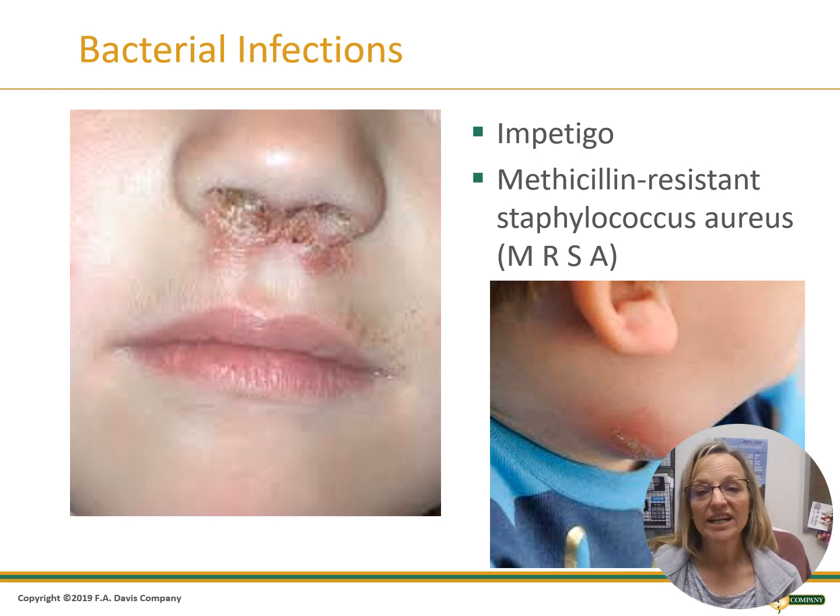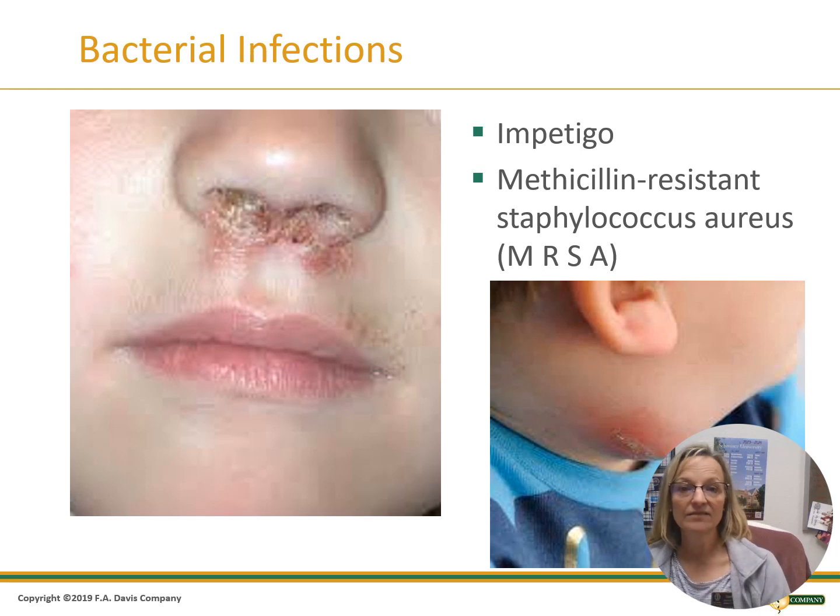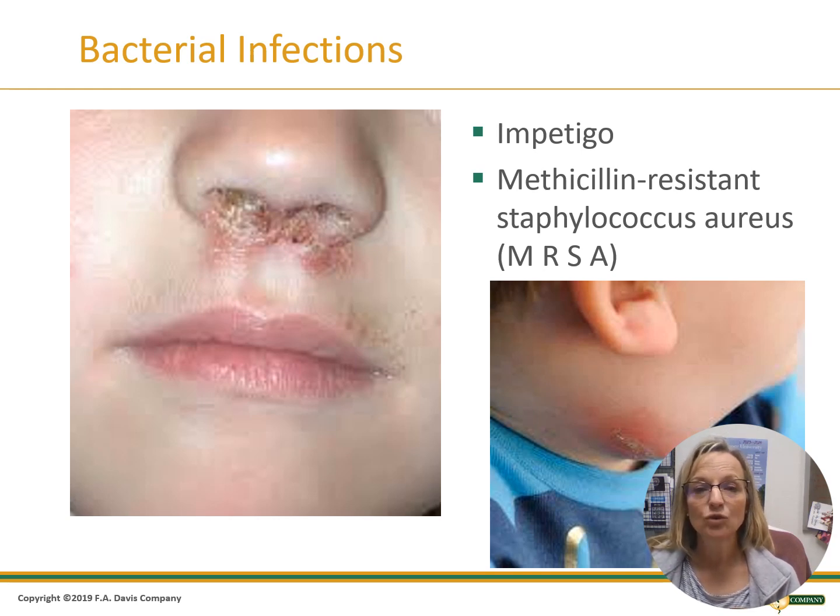You want to educate caregivers: careful hand hygiene, contact isolation, give the topical antibiotics. Sometimes they do have oral antibiotics for extensive infections. You want to teach hand hygiene also to the kid. They want to keep the fingernails clean and trimmed to prevent scratching. They need to disinfect surfaces such as the sink, the bathtub, and toys. They need to wash the linens and child's clothes daily.